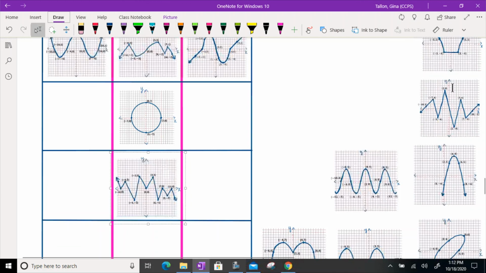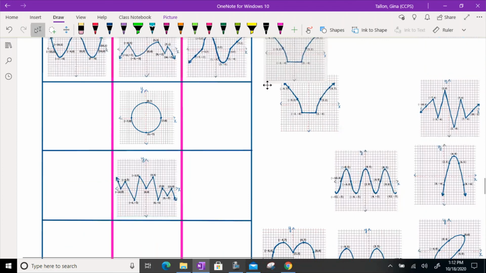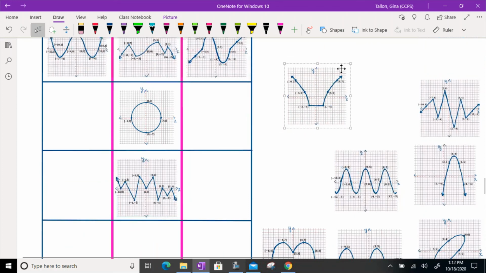I'm having fun. I like this stuff. So I'm going to grab this picture right here. I'm going to slide it over. And I think this is like an in-your-face kind of picture of something that's even. Look at everything here in quadrant 4, it is the same as it is in quadrant 3. Everything up here in quadrant 1 is the same as it is in quadrant 2. Your points match up. This is definitely even.